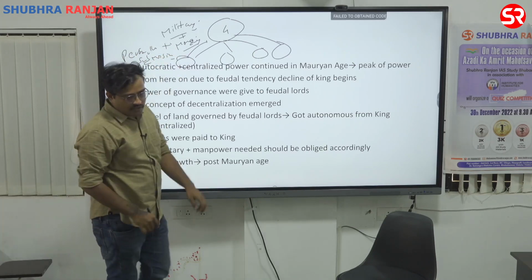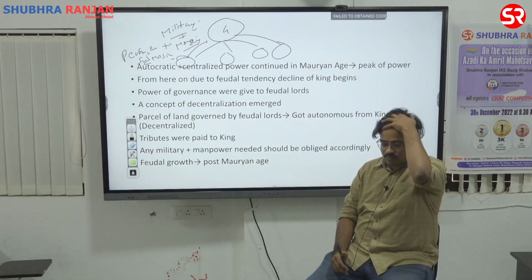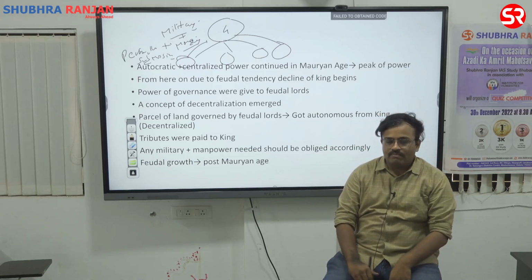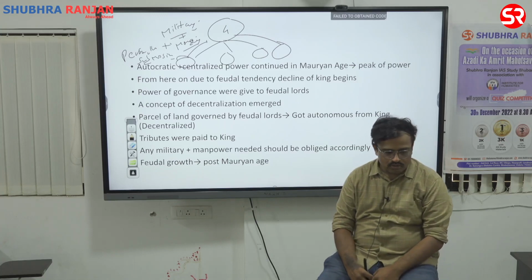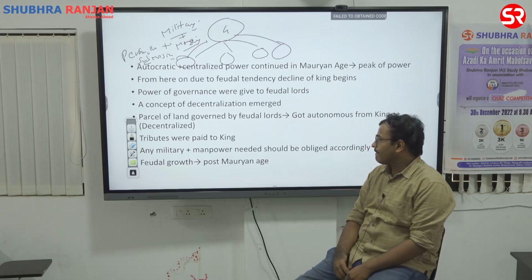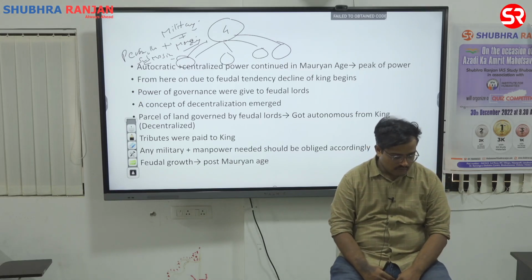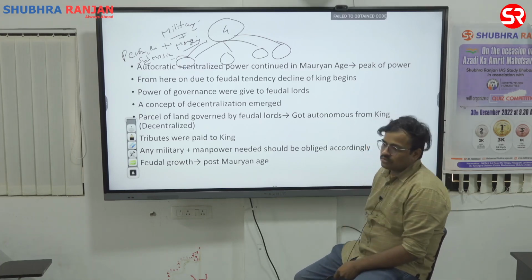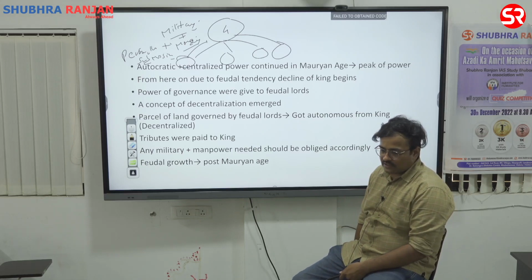You write this down. The Samantas or feudal lords are supposed to supply military to the king, and pay revenue to him, and also personally submit to the king. So these are the three obligations that they have.